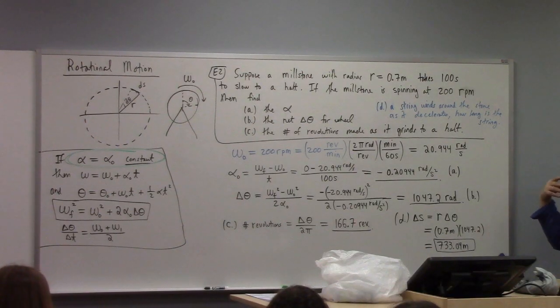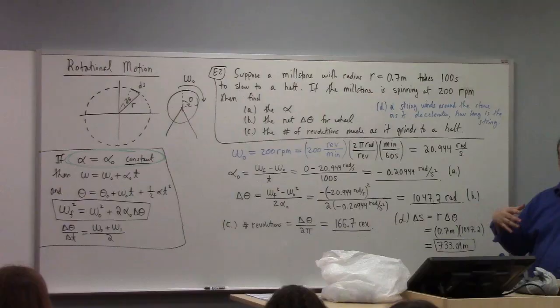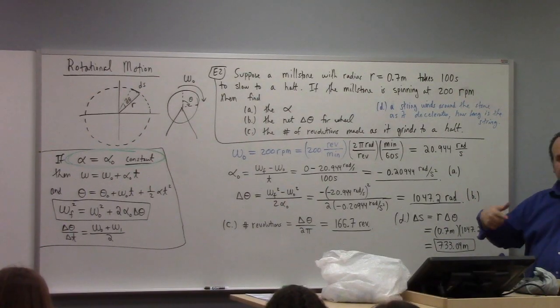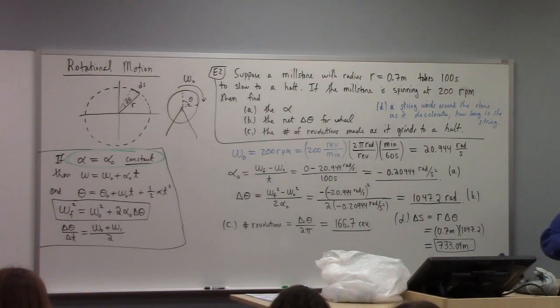And ultimately, the viewpoint we want to take is that the millstone actually has angular momentum. And that angular momentum is lost as a torque is applied to the wheel. And as that torque decelerates the wheel, the angular momentum goes to 0. That's the ultimate viewpoint we want to get to. We're not there yet, obviously.